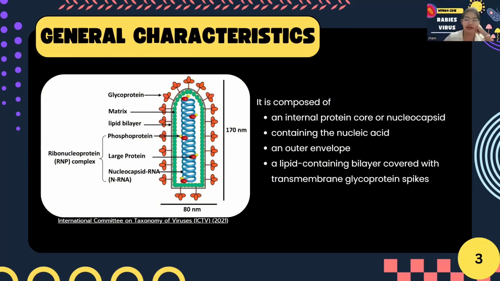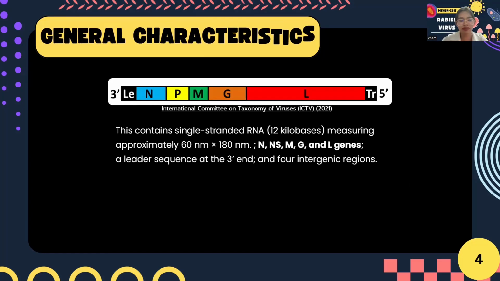The rabies virus is composed of an internal protein called the nucleocapsid, which contains the nucleic acid. The third part is an outer envelope, and the last is a lipid bilayer covered with transmembrane glycoprotein spikes. And the next slide shows the sequence of the single-stranded RNA.